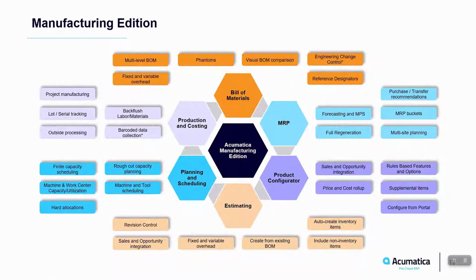Acumatica Manufacturing Edition is comprised of 3 key modules: Bills of Materials, MRP, and Production Management. Beyond those core modules, there are also some optional modules that you might elect to add on. The estimating module is a module that's typically used for manufacturers that are engineering to a specific order where companies design and manufacture a product based on very specific customer requirements. The product configurator is another module that can help with custom finished goods.